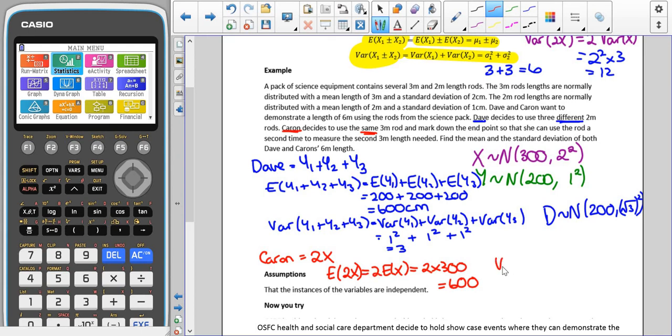For the variance, we have 2 squared var of x, which gives us 2 squared times 2 squared, which gives us 16 centimetres. So Karen follows the normal distribution with a mean length of 600 and a standard deviation of 4.